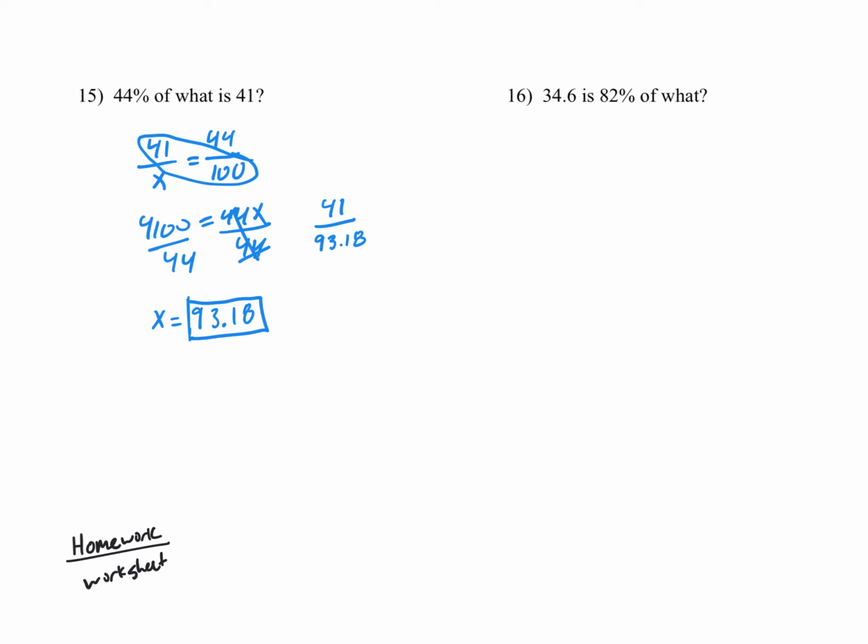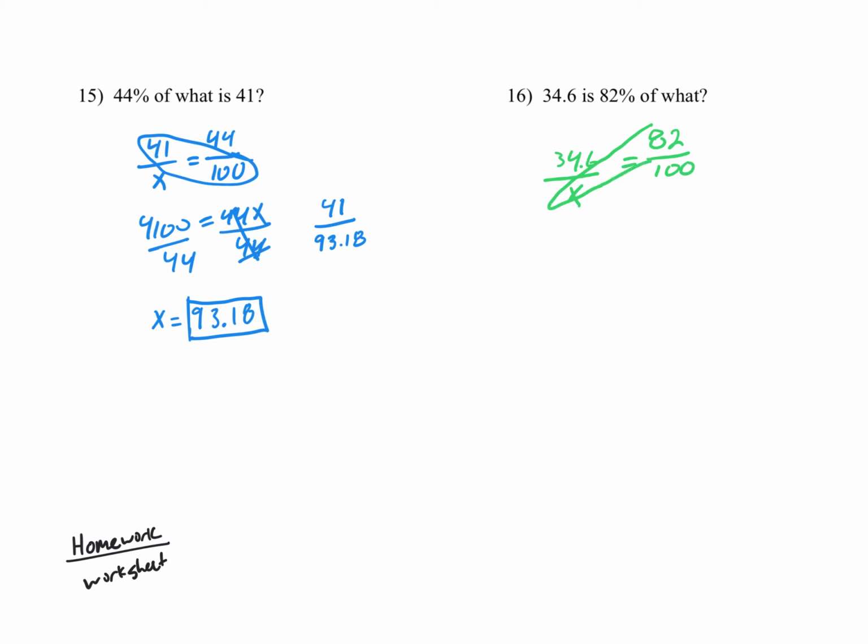One more here. So it says 34.6 is 82% of what? So again, we're looking for the whole number. We have the part of it, and we have the percent. So then we're going to say 82 over 100. That's my percent. And that's going to equal 34.6 over some number. I'll call it x.